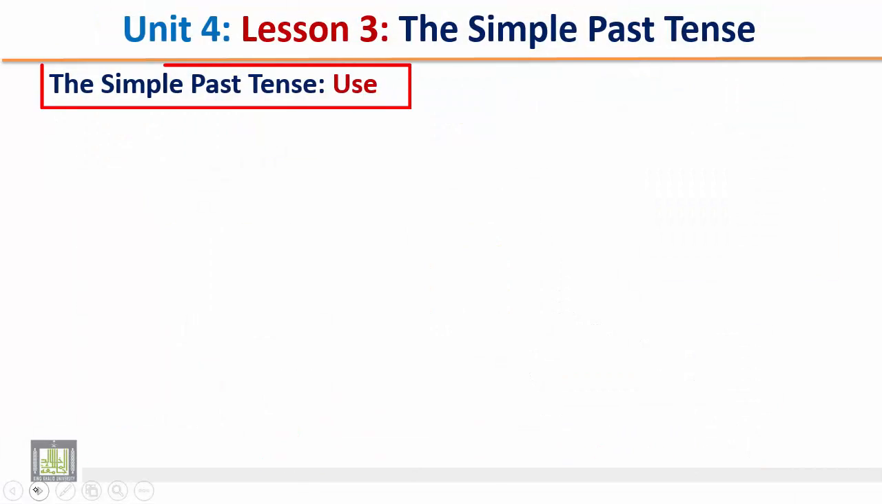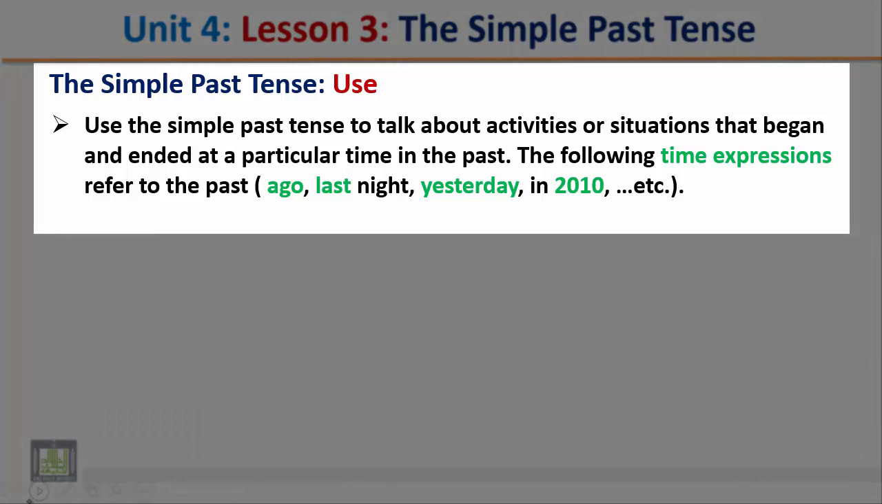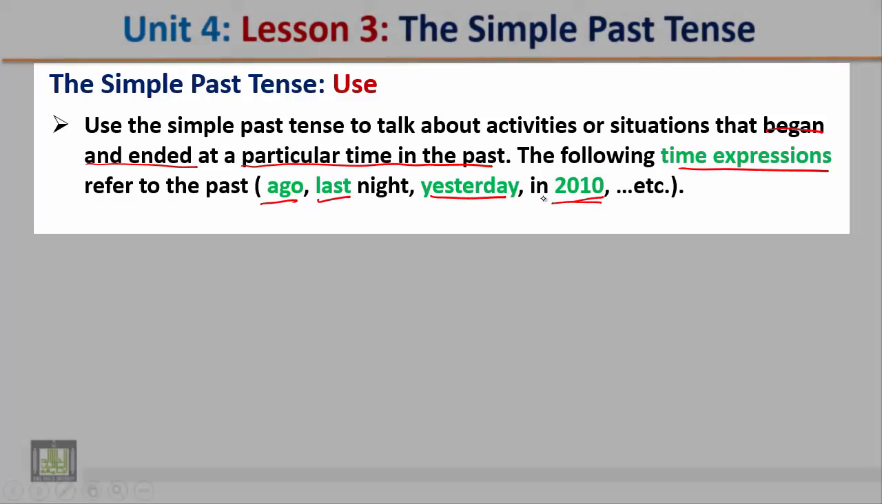The simple past tense, the use. Use the simple past tense to talk about activities or situations that began and ended at a particular time in the past. The following time expressions refer to the past: ago, last, yesterday, or any year in the past.